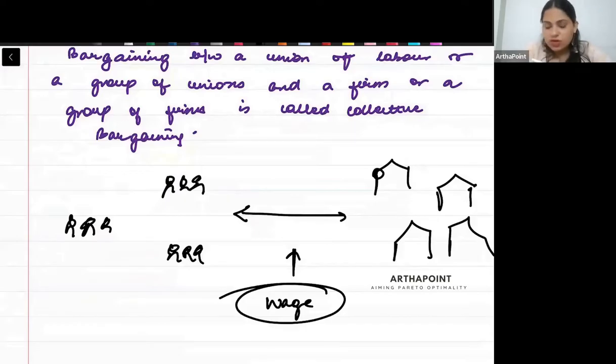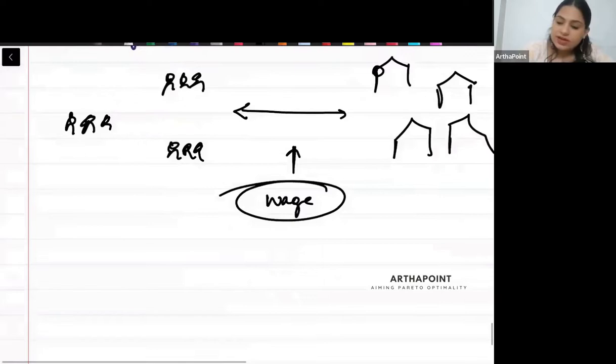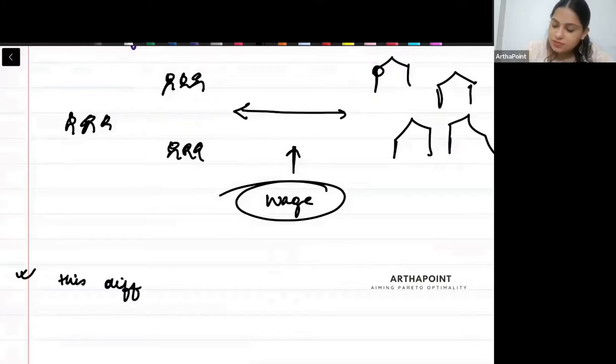Now, this collective bargaining, it is again different from countries to countries. Same तरीके से follow नहीं हो सकती है. So, the book gives you multiple examples that in US, the collective bargaining takes place in one way. In Europe, the collective bargaining takes place another way. So we can say that this differs from country to country.